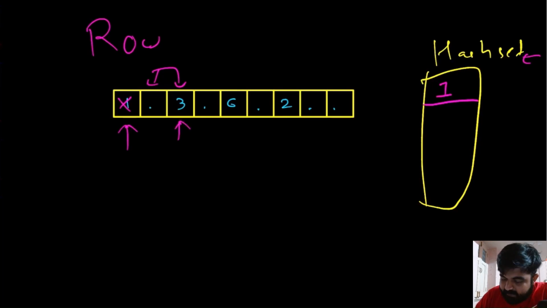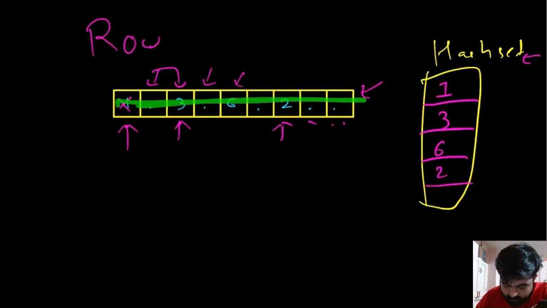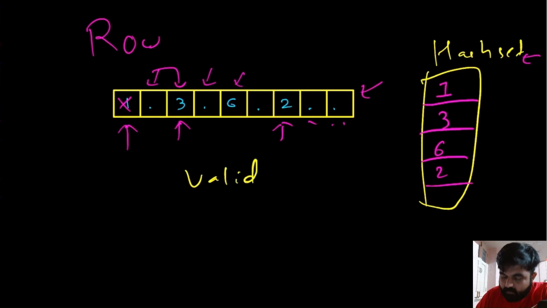We are only concerned with the elements that are already filled. Now the next element is 3. So we will add an entry 3 over here, because 3 was not already present. This one is again empty. This one is value number 6, so we will add 6 over here, and in the same way we will add 2 over here. And these 2 cells are not empty. So we have reached the end of the row, which means we can determine that this particular row is currently valid and there are no issues with that.